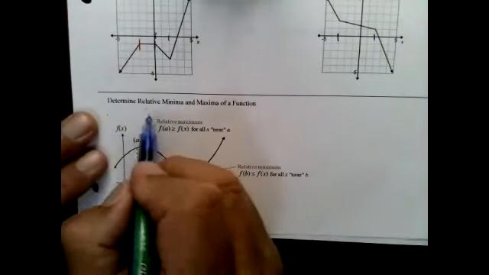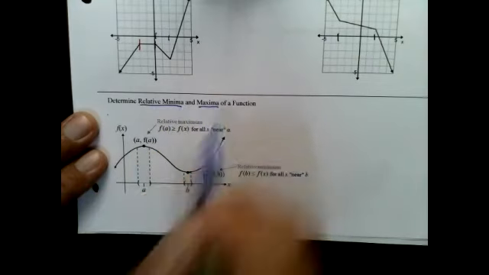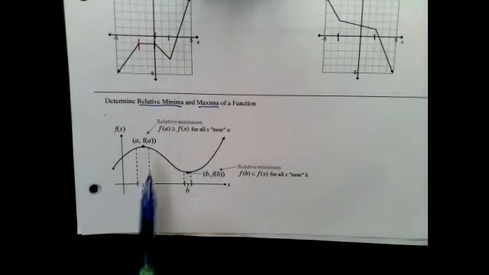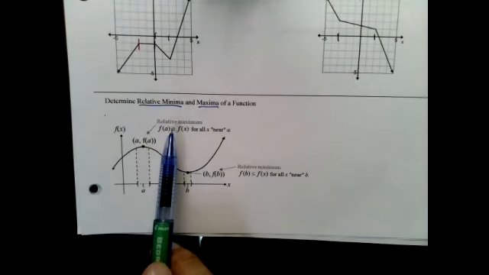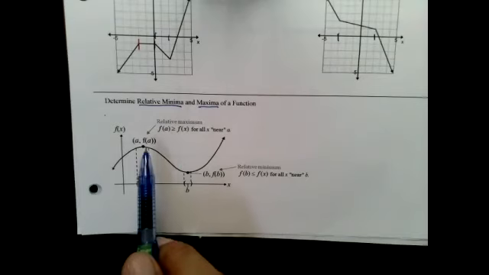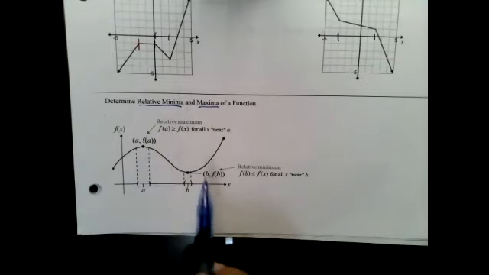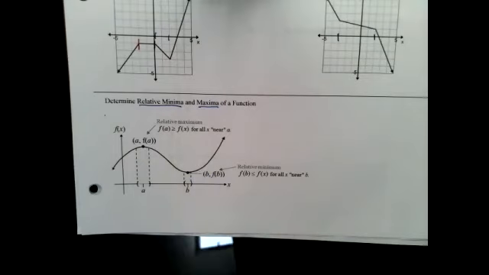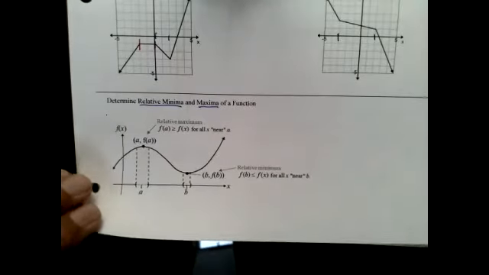Two terms: relative minima and relative maxima. And that's going to be this guy right here, a relative max. All of the y values to the left and to the right are smaller. Here's a relative min. All the y values to the left and to the right are larger. So two new terms, relative max and relative min.